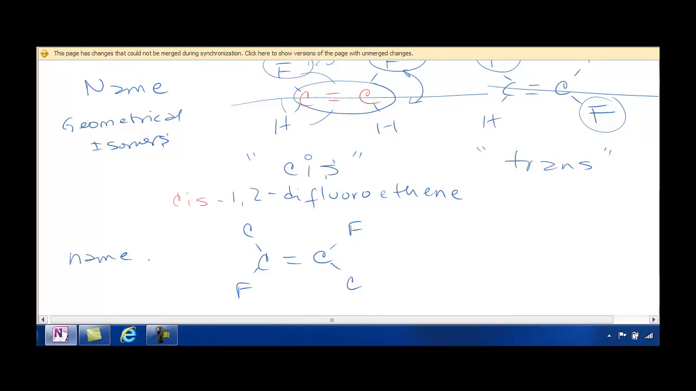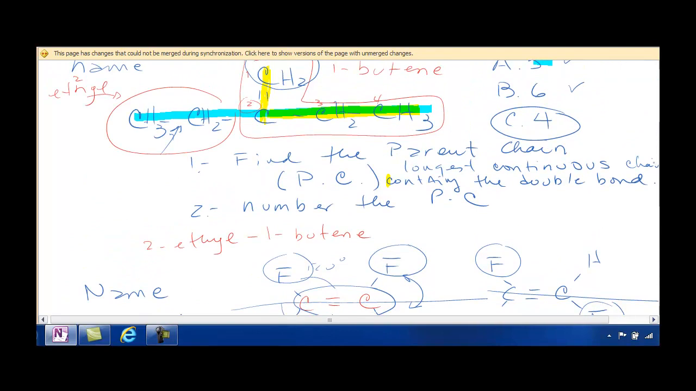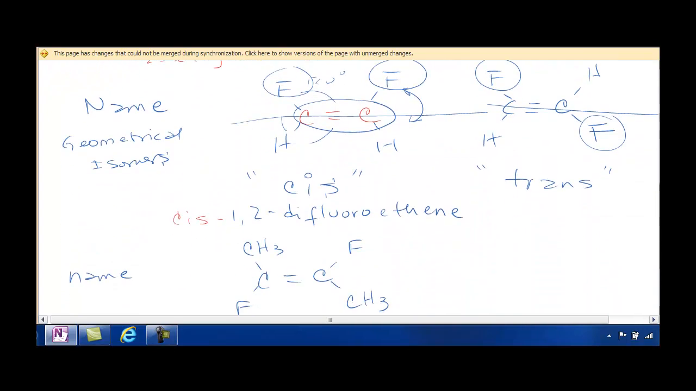Find the longest continuous chain. Again, I'm stripping them of the H's, and maybe I shouldn't do that because your test will have all the H's. It's the same two rules. Find the parent chain, meaning the longest continuous chain containing the double bond, or the triple bond, or whatever you have. In this particular case it is a double bond. Then you number the parent chain so that your ethyls, your chloros, your double bond, your triple bond, whatever your compound is bringing, gets the lowest number.